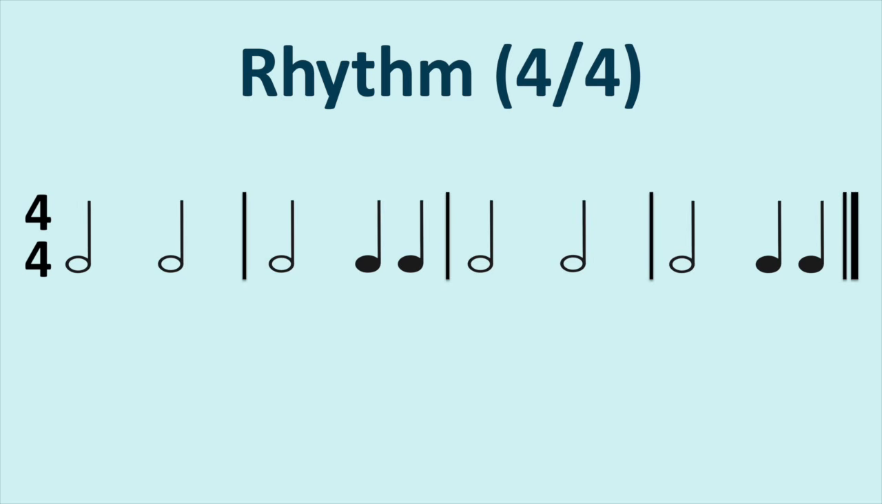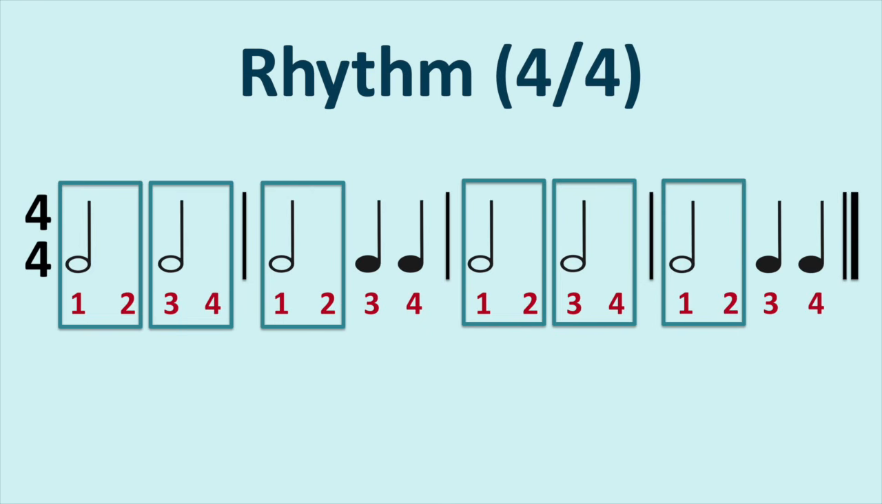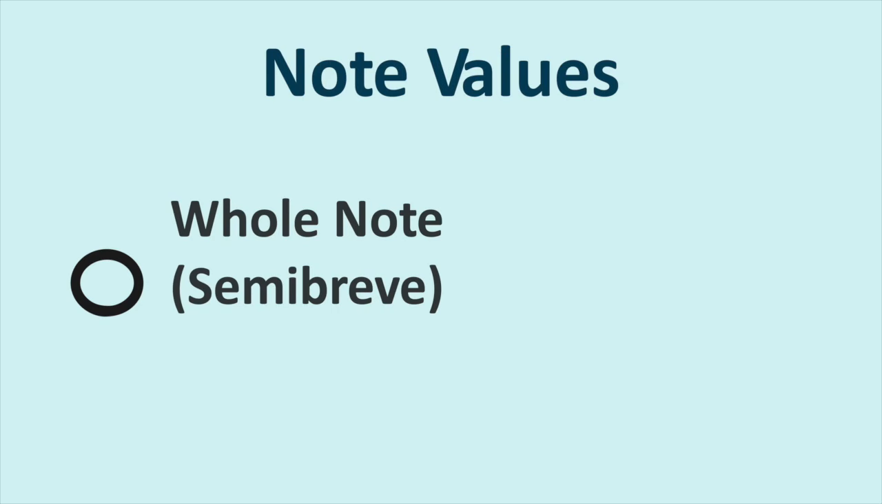In 4/4 time, the rhythm can be 1, 2, 3, 4, 1, 2, 3, 4. Two quarter notes are replaced with a half note, but there are still 4 beats in total in each measure.